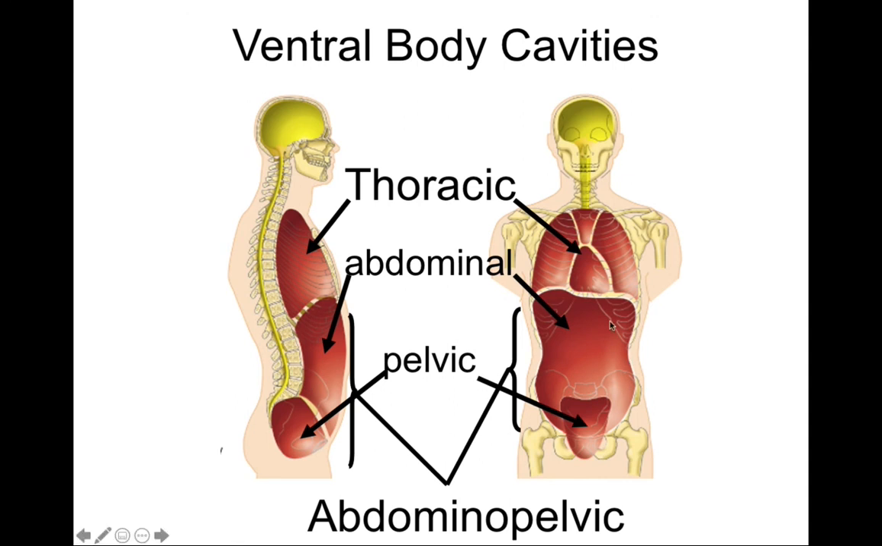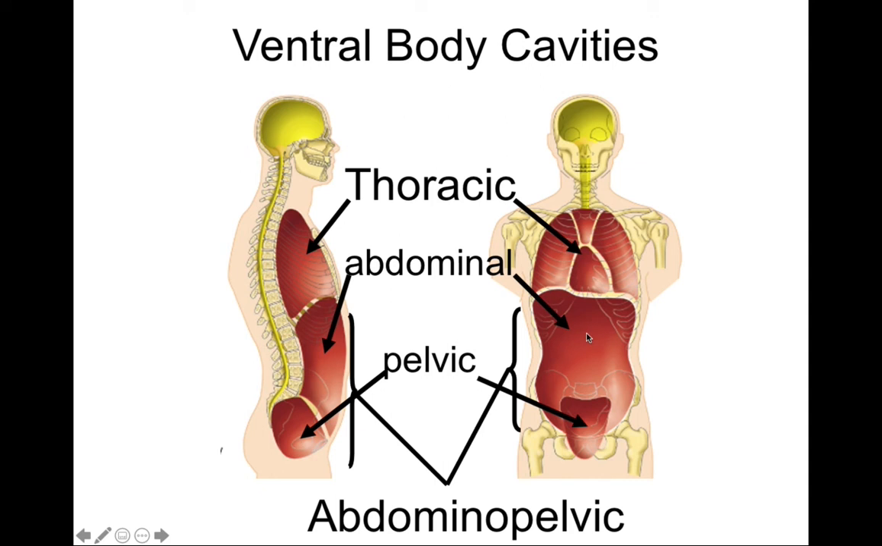The abdominal cavity, of course, found here where the abdomen is, contains lots of organs of digestion. Some of these organs include the stomach, the liver, the pancreas, the spleen, the gallbladder, the kidneys, the small intestine, and most of the large intestine. Now, I'm well aware that there's quite a bit of contents to remember there about the abdominal cavity.